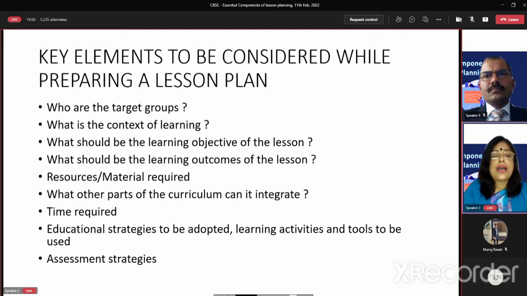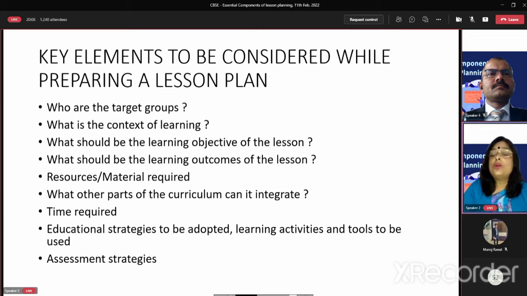We should have these questions in our mind, which I have displayed here. Who are the target groups? Whom am I going to address? Who am I going to teach? What is the context of learning?